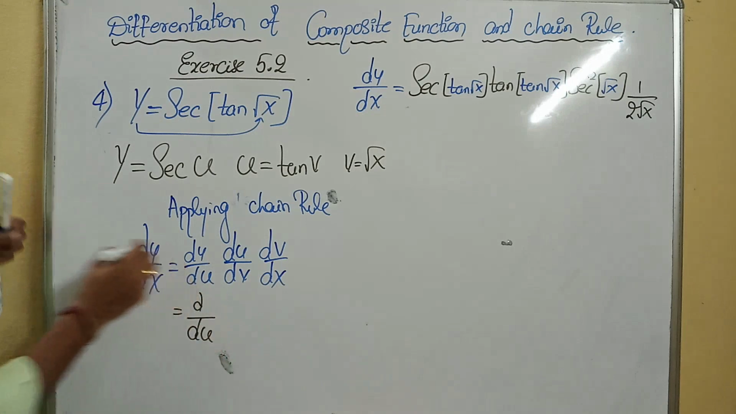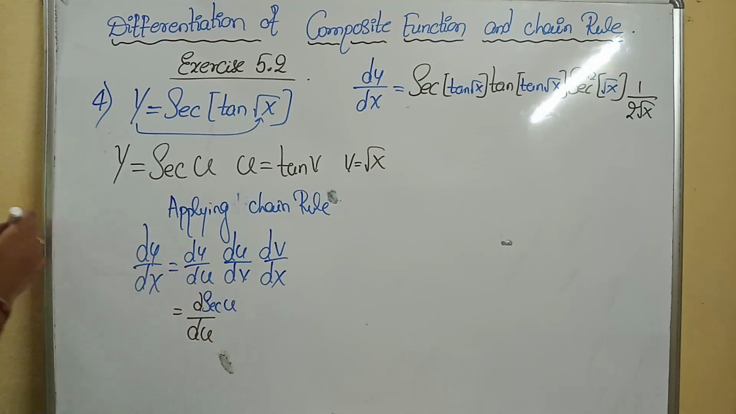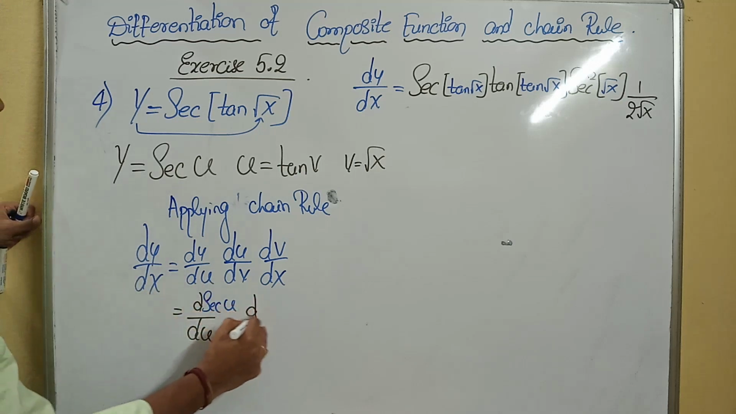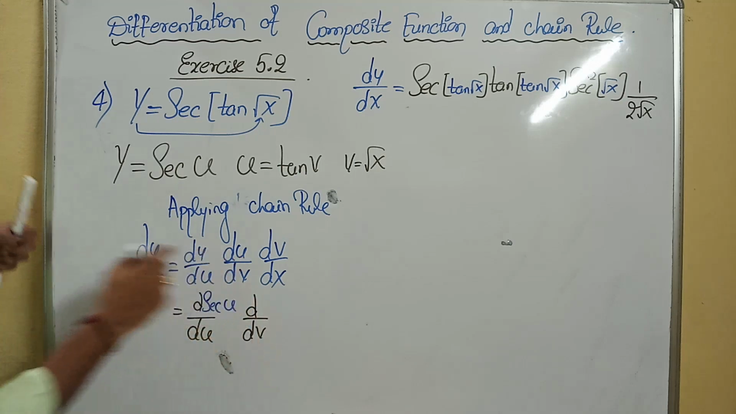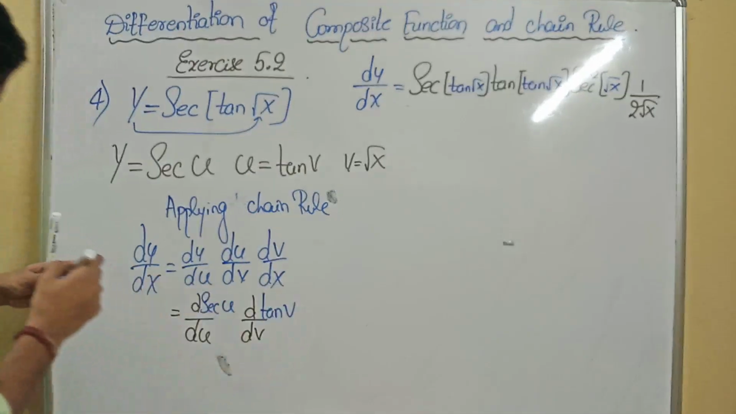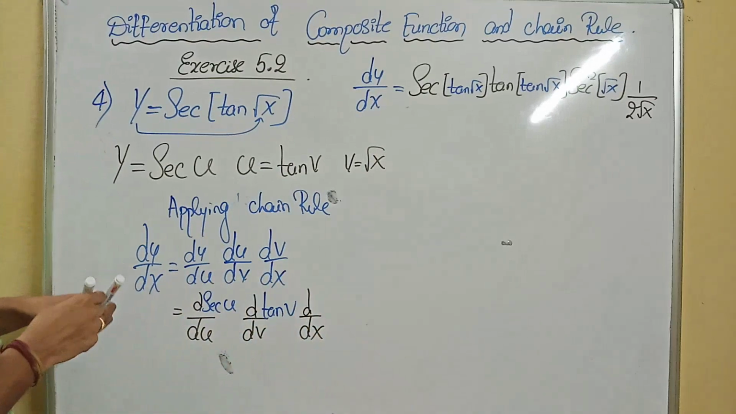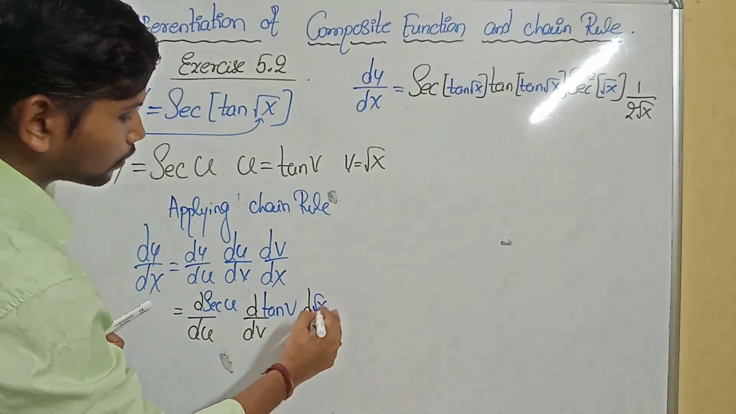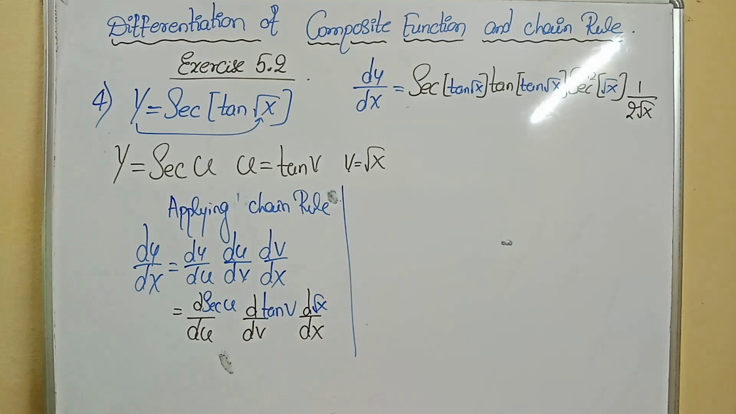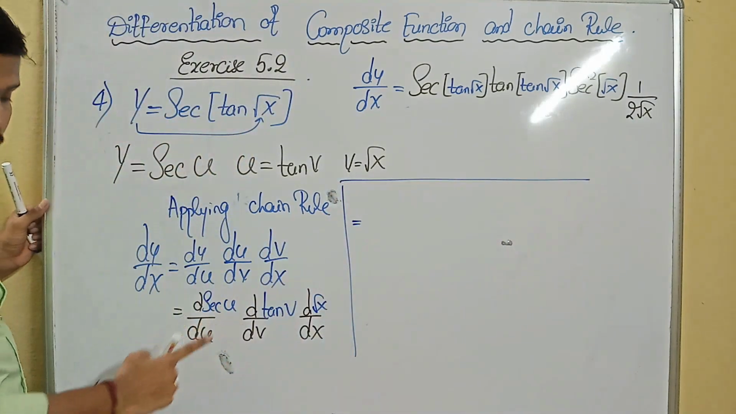Then it will be d by du of what is y? Y is nothing but a secant of u. After that, d by dv as it is. What is u? U is nothing but a tan of v. Then d by dx of what is v? It will be root of x. Got it? Any doubt?